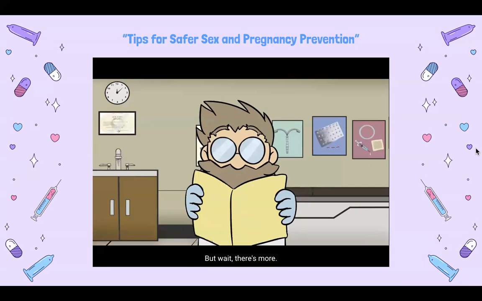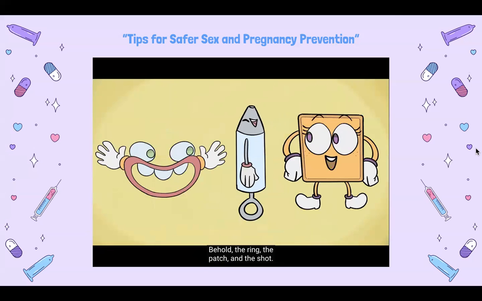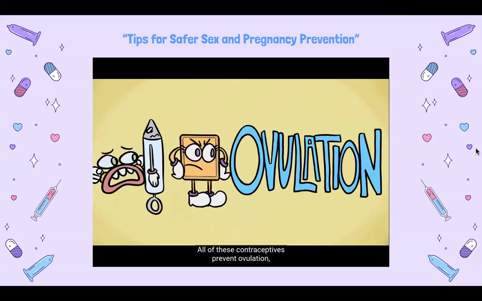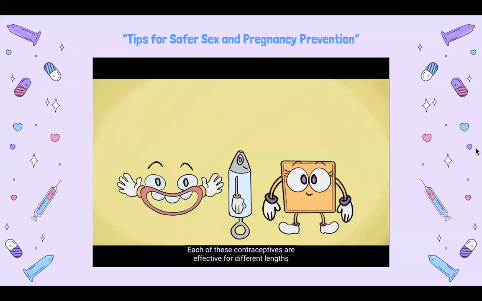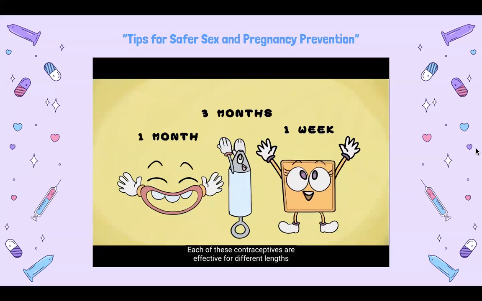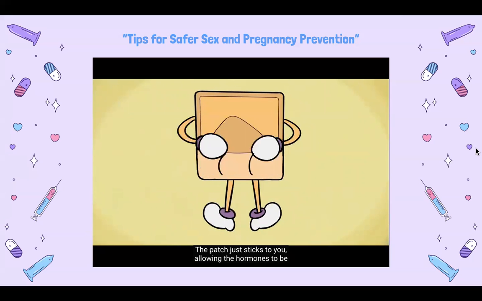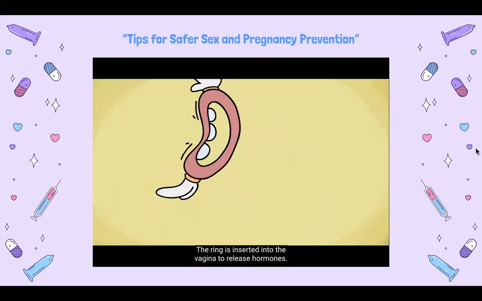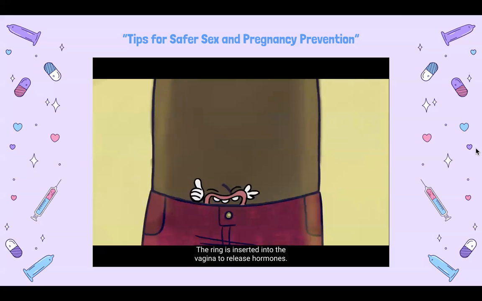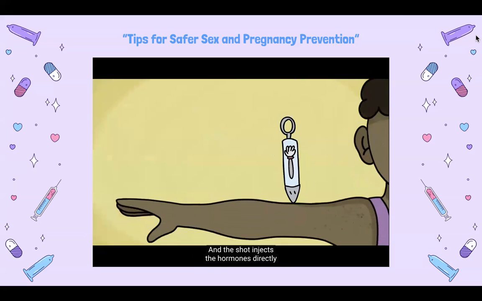But wait! There's more. Behold, the ring, the patch, and the shot. All of these contraceptives prevent ovulation, but also require a doctor's recommendation. Each of these contraceptives are effective for different lengths of time. The patch just sticks to you, allowing the hormones to be absorbed through the skin. The ring is inserted into the vagina to release hormones. And the shot injects the hormones directly into your bloodstream.